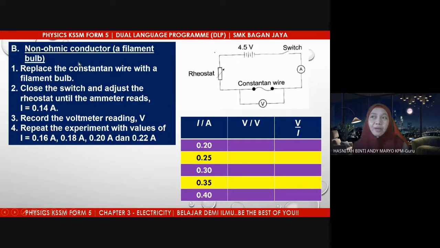Again, the constantan wire is an ohmic conductor. So then we repeat the same process again. Close the switch, adjust the rheostat until the ammeter reads 0.14 ampere. Then we record the reading of the voltmeter and we repeat the experiment with different values of current by adjusting the rheostat all the time.